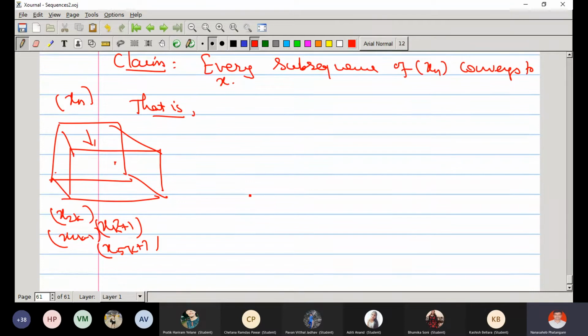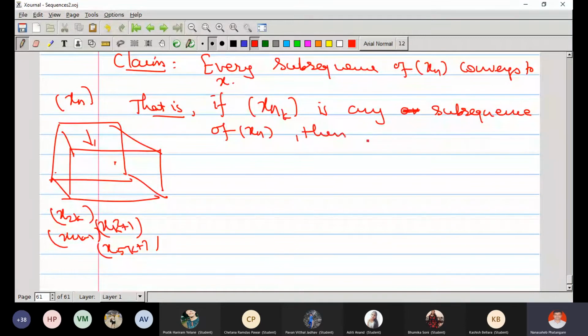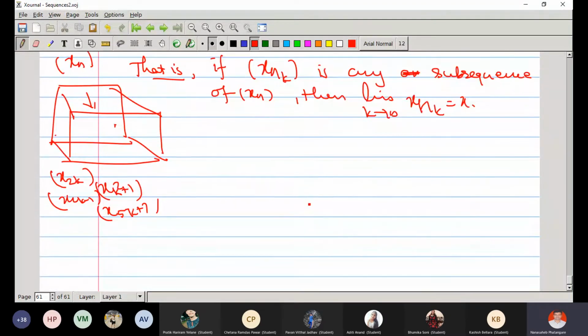Yes. So what is our claim? If xnk is any subsequence, and any means just close your eyes and select a subsequence, no bias. If xnk is any subsequence of xn, then the limit as k tends to infinity of xnk is x. This is our ultimate aim.